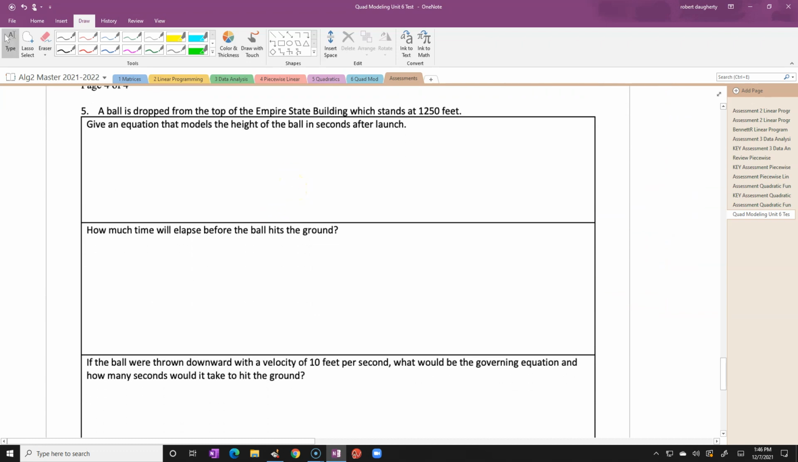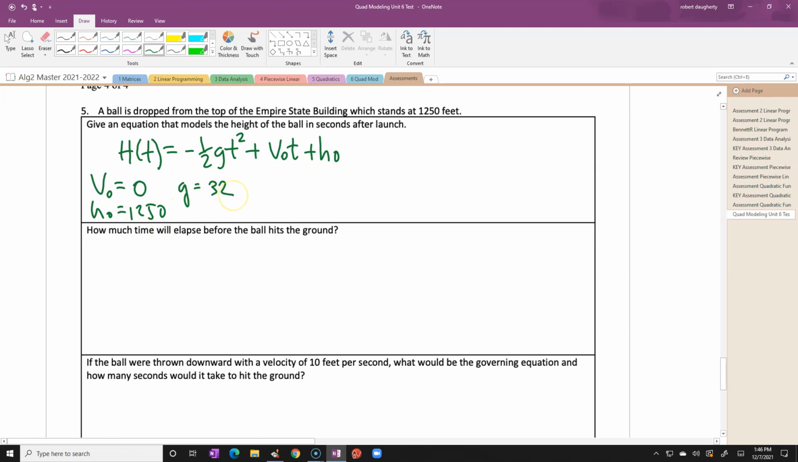A ball is dropped off the top of the Empire State Building. This is projectile motion. H of t is minus 1/2 g t squared plus velocity times time plus initial height. Okay. If it's dropped off, the initial velocity is 0. The height is 1250 and g is 32. So the equation is h of t equals minus 16 t squared plus 1250.